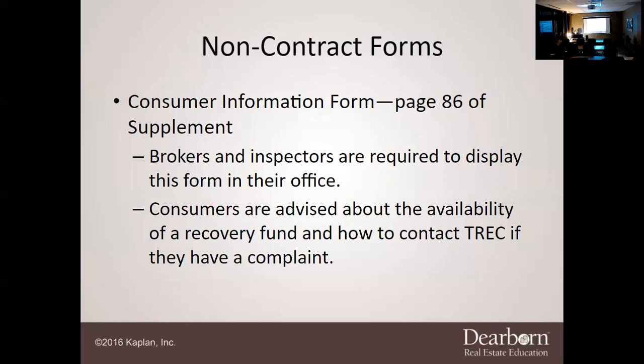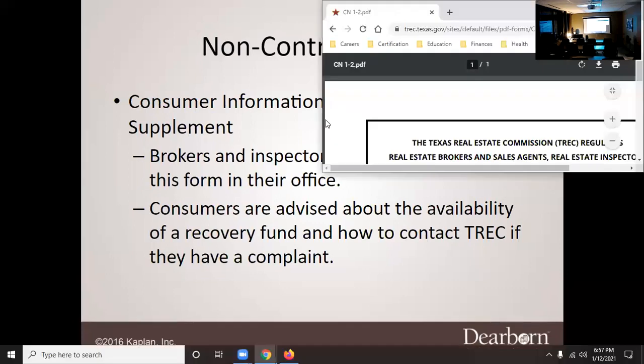Got it right here. So, a consumer information form, of course, as it says up here, is something brokers and inspectors are required to display in their office. The consumers are advised of the availability of a recovery fund and how to contact TREC if they have a complaint. Okay, and so right here is what that form looks like.